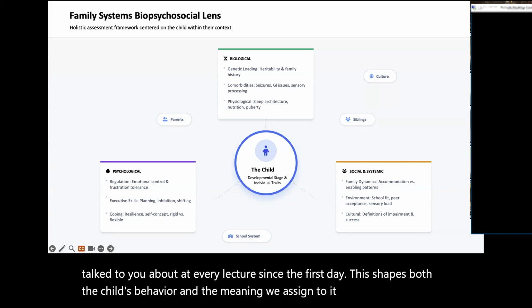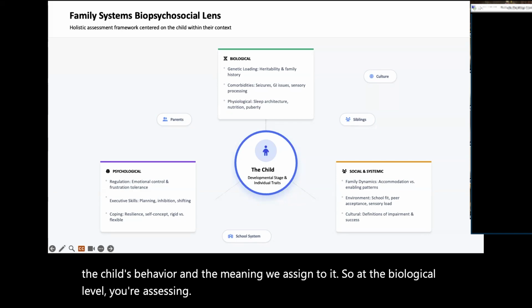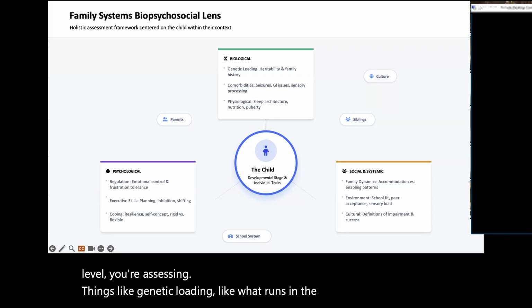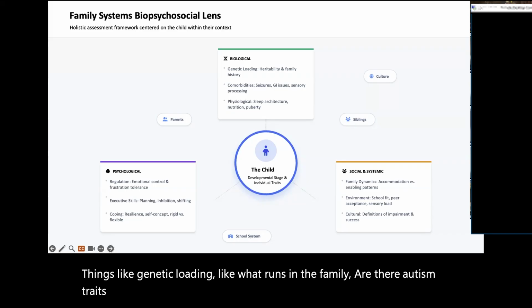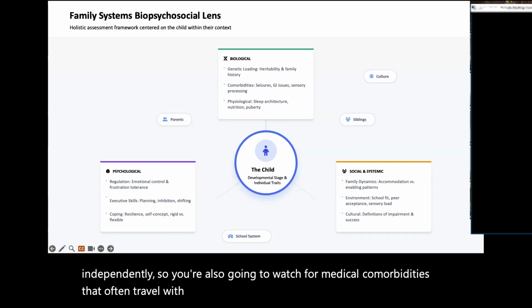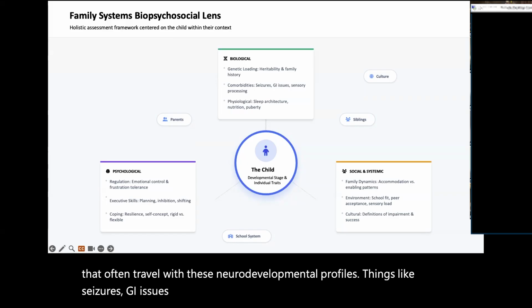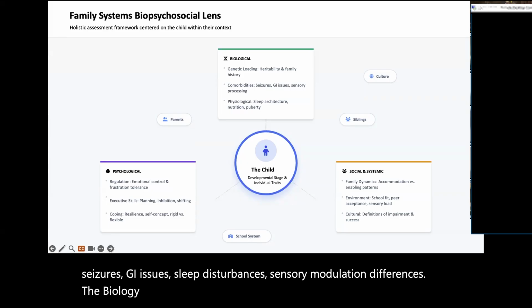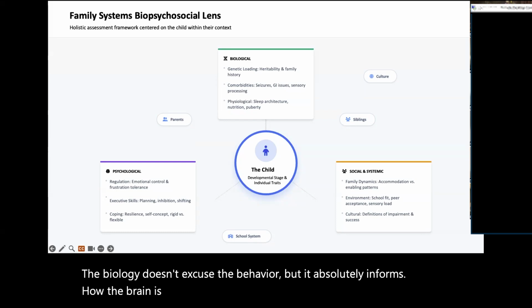At the biological level, you're assessing things like genetic loading, like what runs in the family. Are there autism traits, ADHD, learning differences, anxiety? These clusters rarely occur independently. You're also going to watch for medical comorbidities that often travel with these neurodevelopmental profiles, things like seizures, GI issues, sleep disturbances, sensory modulation differences. The biology doesn't excuse the behavior, but it absolutely informs how the brain is functioning from day to day.